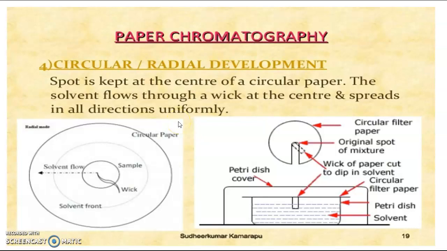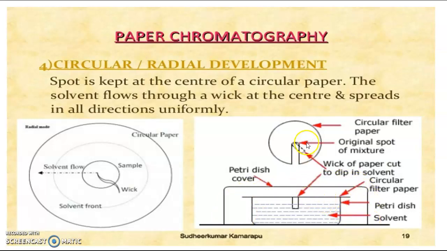Then we will move to paper chromatography, circular or radial development. Okay. It is also called circular paper chromatography. Here, consider the first image. We are spotting a mixture at the center, and a wick is produced and dipped in a solvent. See the second image. This is the wick dipped in a solvent. The solvent is taken in a petri dish. Okay. In order to cover that petri dish, we have taken a bigger petri dish.